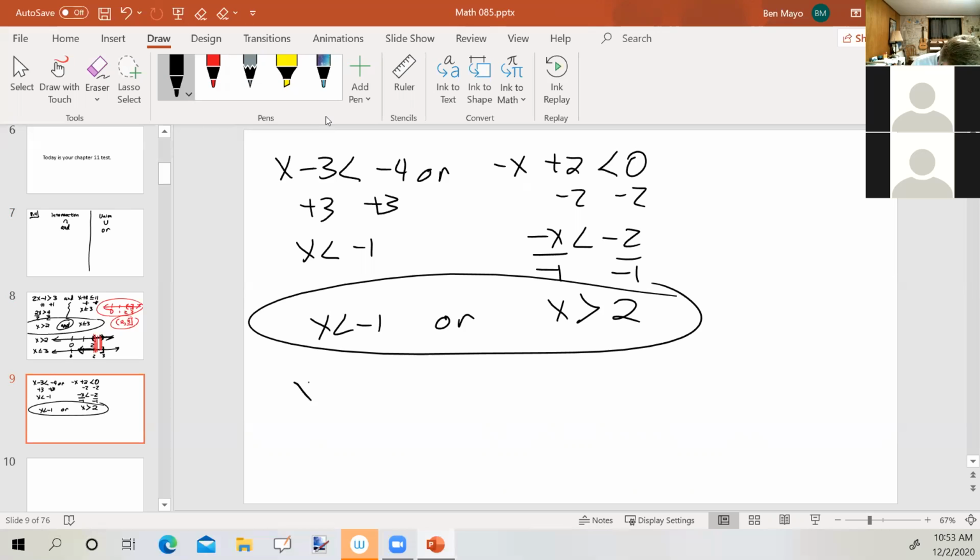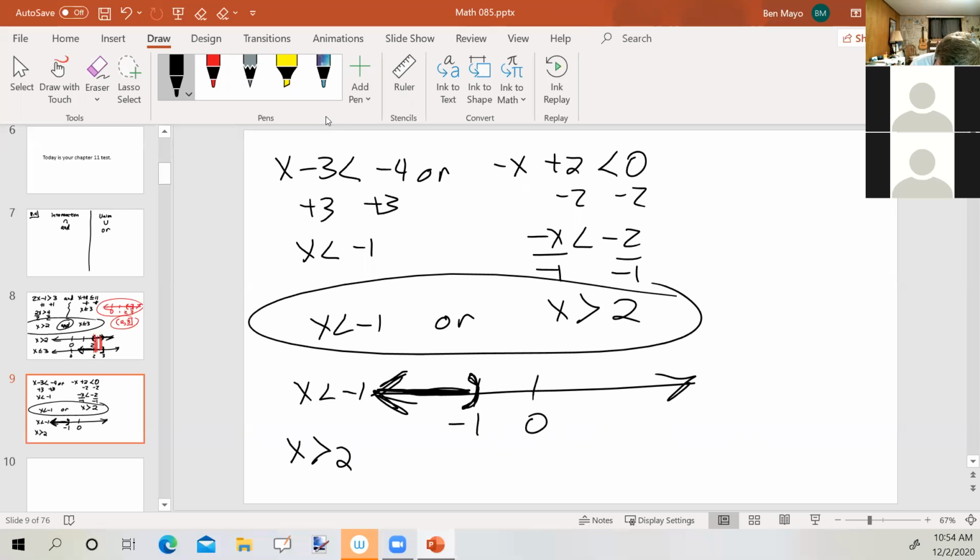All right, well, let's take a look at x less than negative 1. That would be parentheses at negative 1 with an arrow going to the left. X greater than 2, that would be parentheses on 2 and the arrow going to the right.